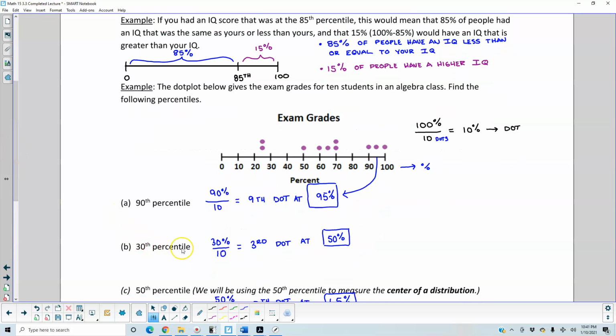Next, we want to find the 30th percentile. So 30% divided by 10 tells us that it's the 3rd dot. So let's count the 3rd dot. 1, 2, and then 3. And we notice that it's located at 50%.